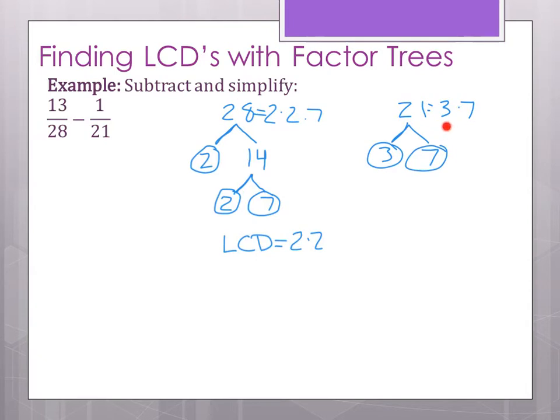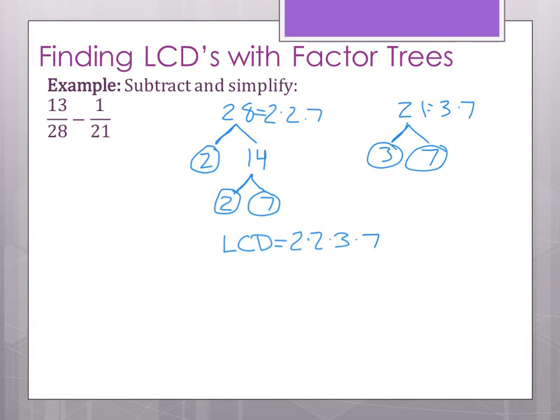The next smallest prime I see is 3, and 21 has the most 3's. It only has 1, so I'm going to take that 3 and copy it down to my list. Then I'm going to look at my next prime, which is 7. Each of them has a 7, so it doesn't matter which one I take it from. I just know that since they both have 1, I need to take down one 7.